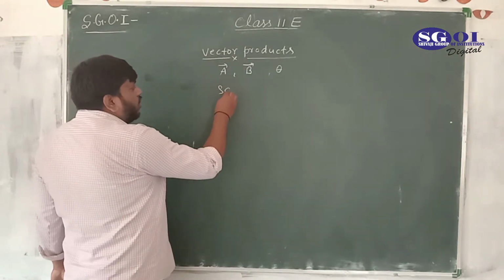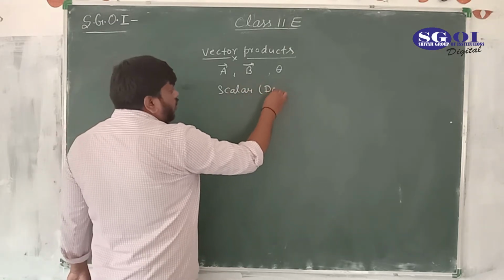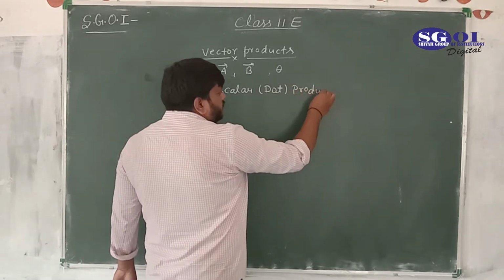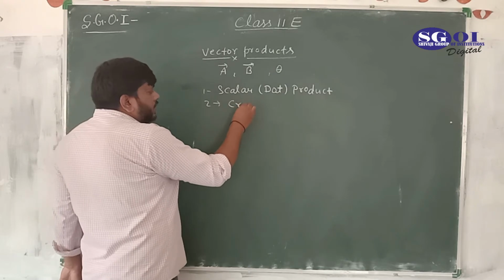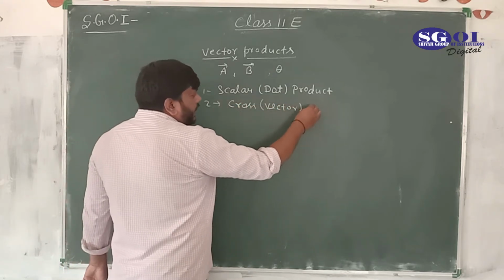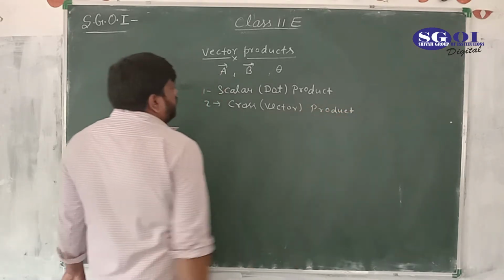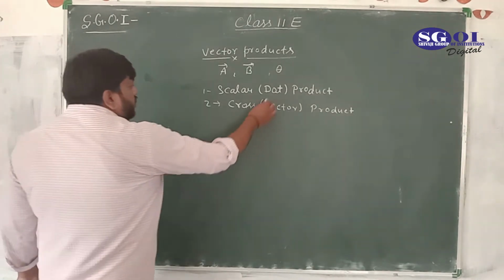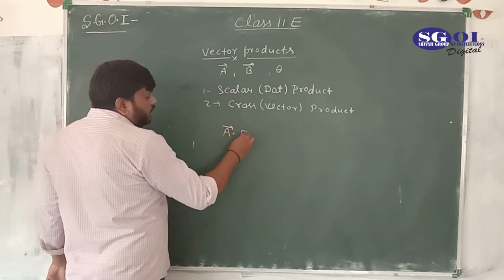One is called the scalar or dot product. And the second is the cross or vector product. There are two products, dot and cross. Okay.